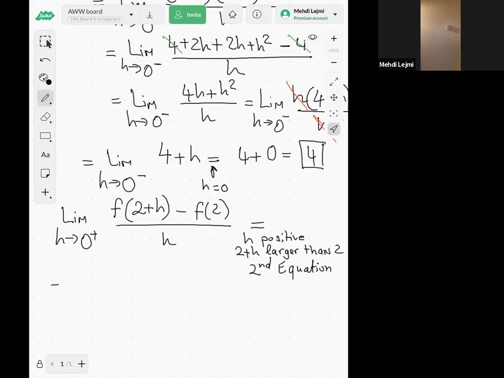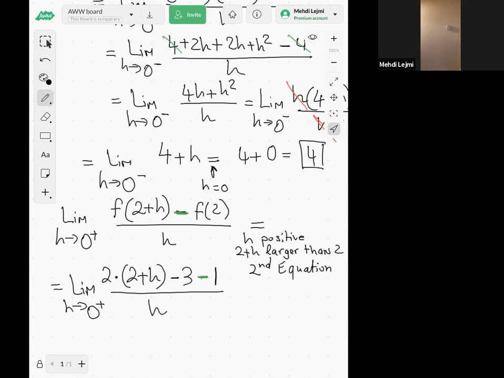So now that would be limit h going to 0 plus. We're going to use the second equation for f of 2 plus h. So we have to substitute x by 2 plus h. So that'll be 2 times the quantity 2 plus h, and then minus 3, right? And then in the definition, of course, we have minus f of 2, and we said f of 2 is 1. So minus 1 here, over h.